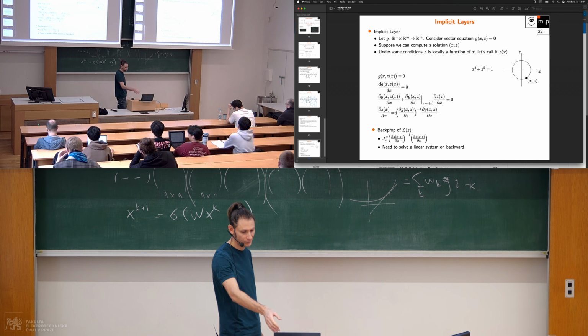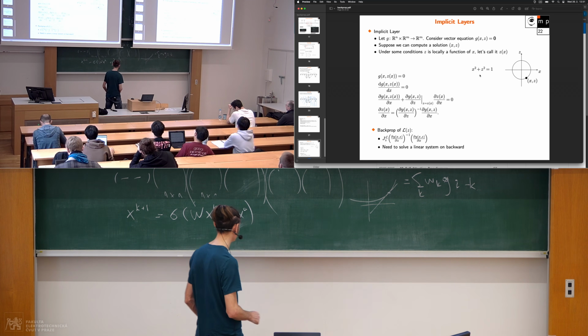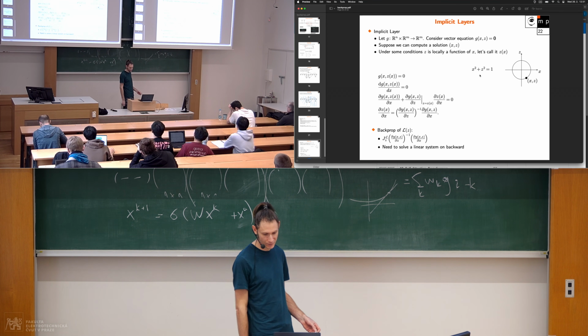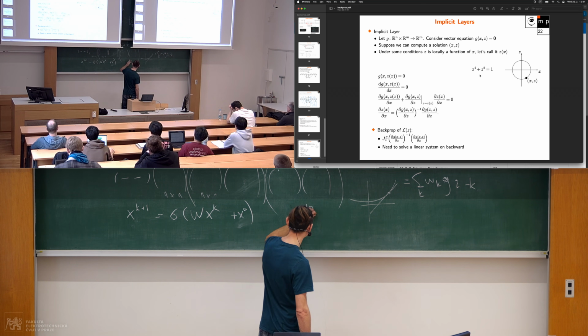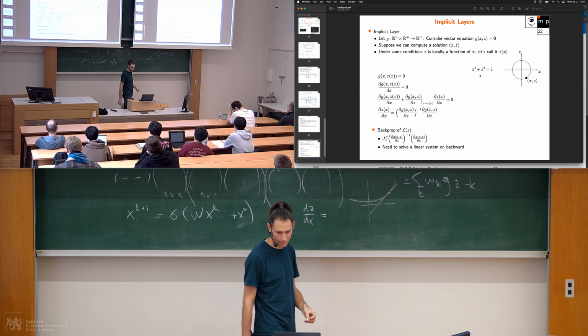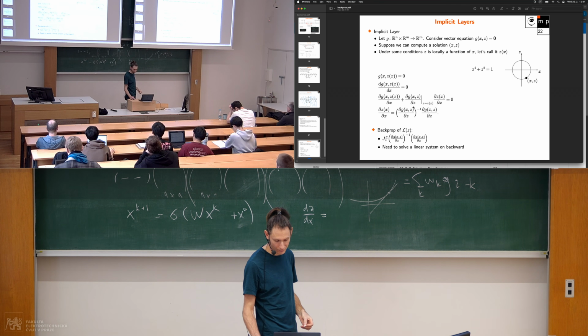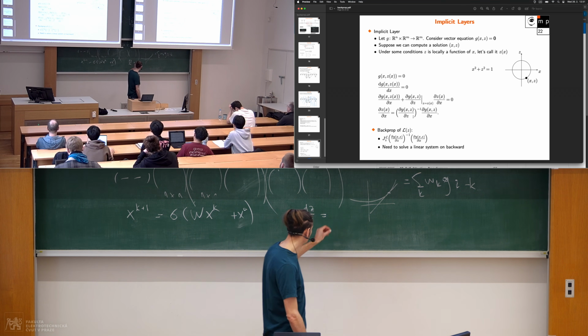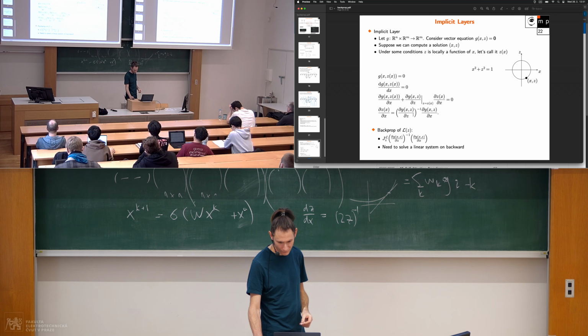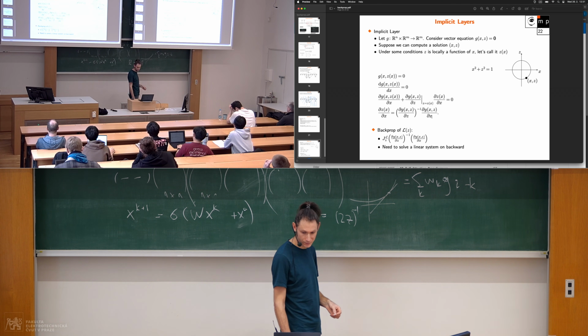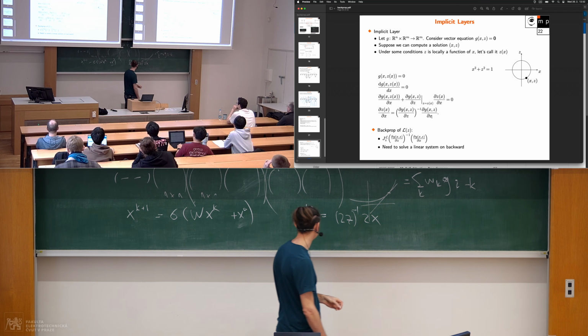In this example, we could do this simply, right? Let me do this in this example. So we have dz/dx. What will it be? The derivative of the constraint with respect to z, that's 2z minus 1, right? And then the derivative of the constraint with respect to x, that's 2x, right? So just this.